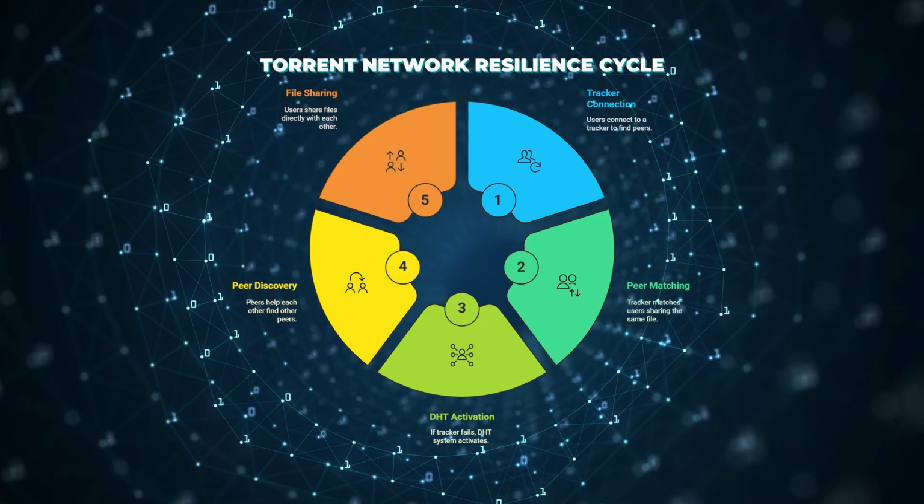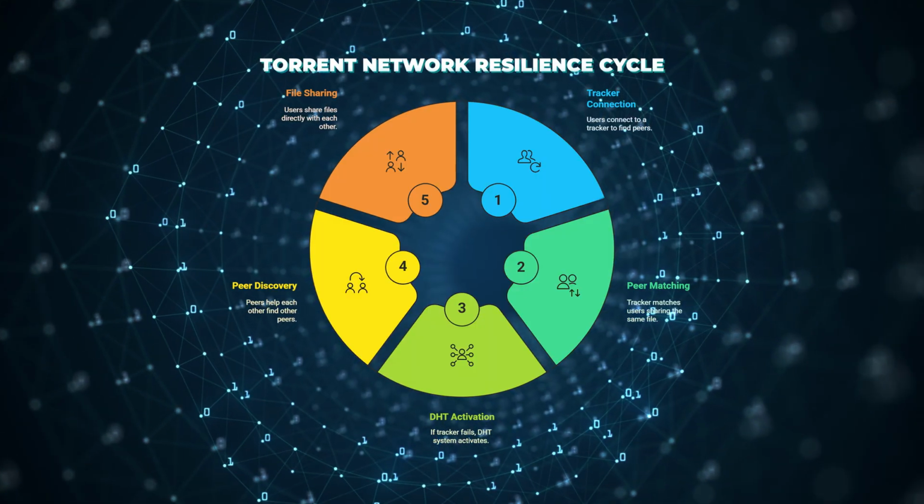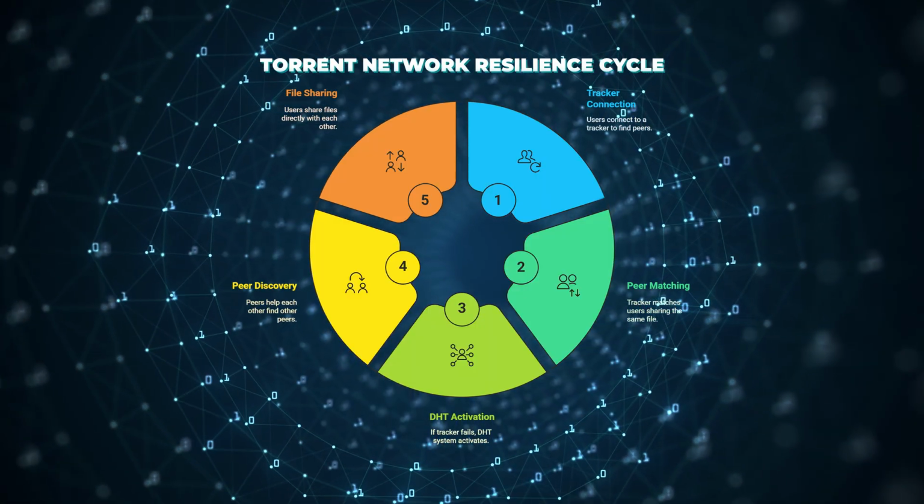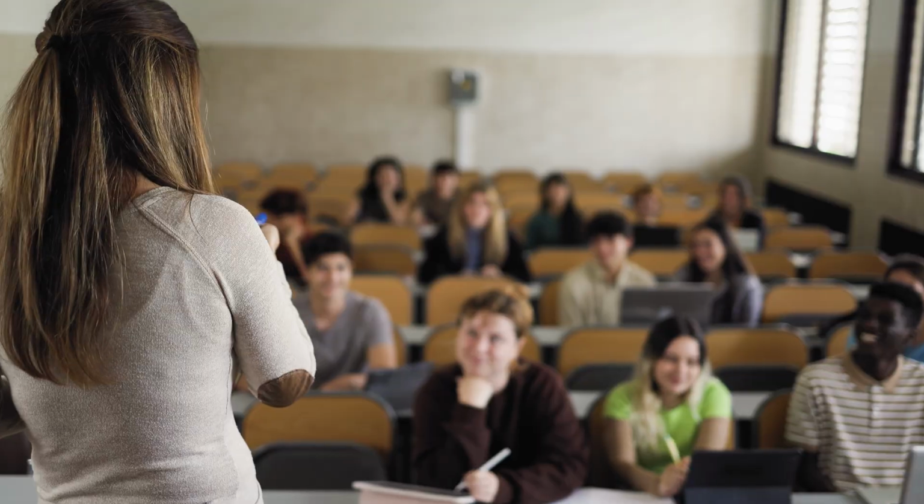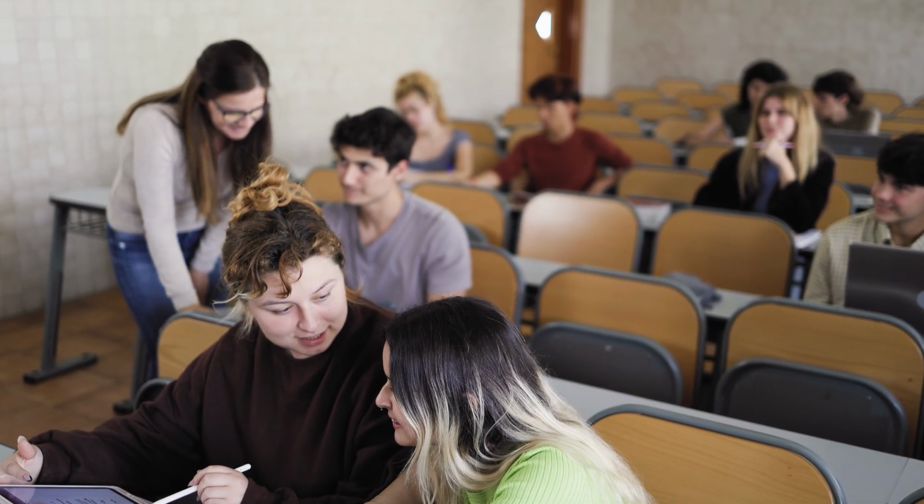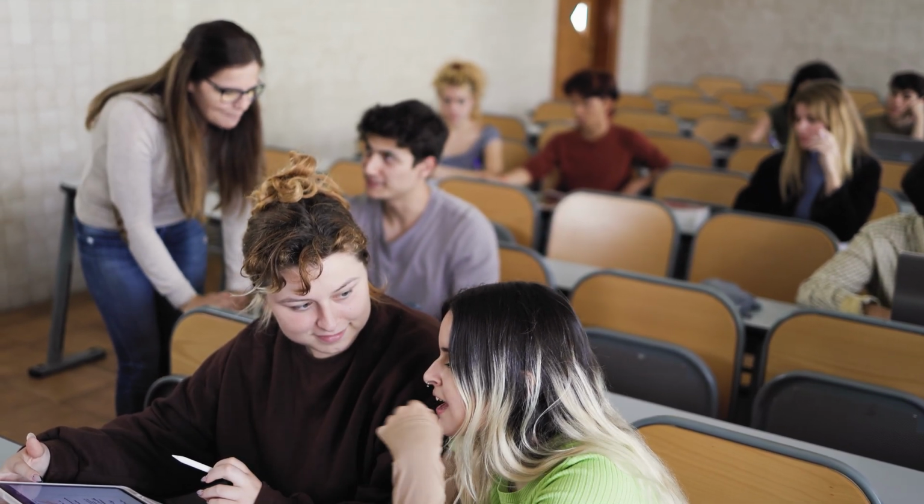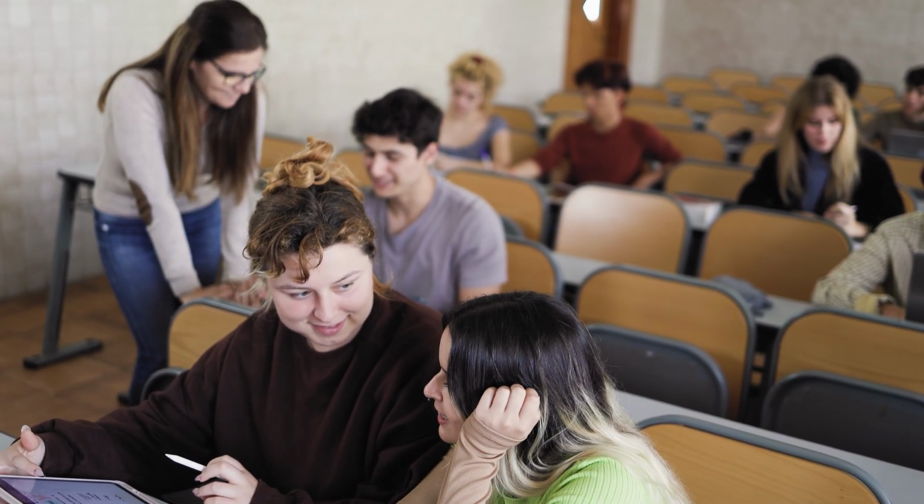DHT is a backup plan that doesn't rely on a central tracker. It's a decentralized system where peers help each other find other peers. Think of it like passing notes in a big room. You don't need a teacher to tell you where to go. You just ask the people near you, and eventually, you find what you need. This keeps torrents alive even when trackers are down, which makes the whole system way more resilient.